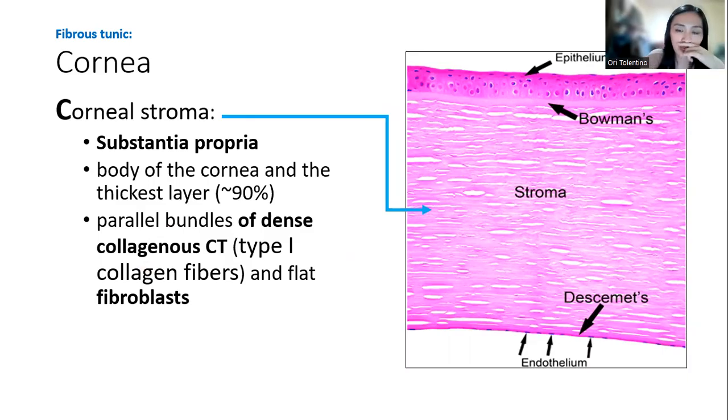So you noticed something? Remember, most of the connective tissue of the eye is made up of type 1 collagen fibers. So when you're not sure, when I ask what type of fibers is found here, if it's the eye, you can just answer type 1 collagen fibers and you will be right most of the time because most of the fibers are type 1 collagen fibers.